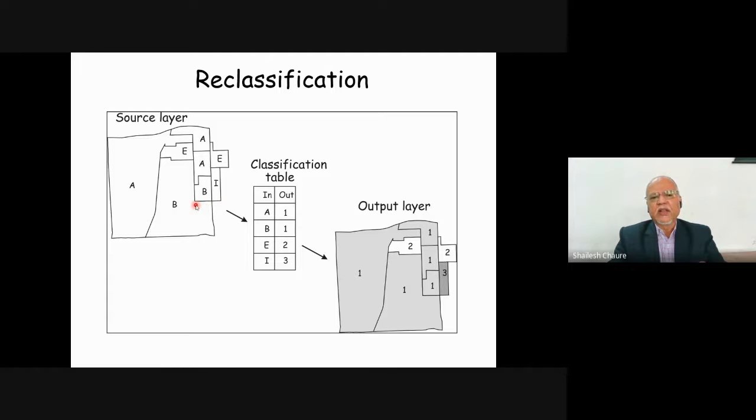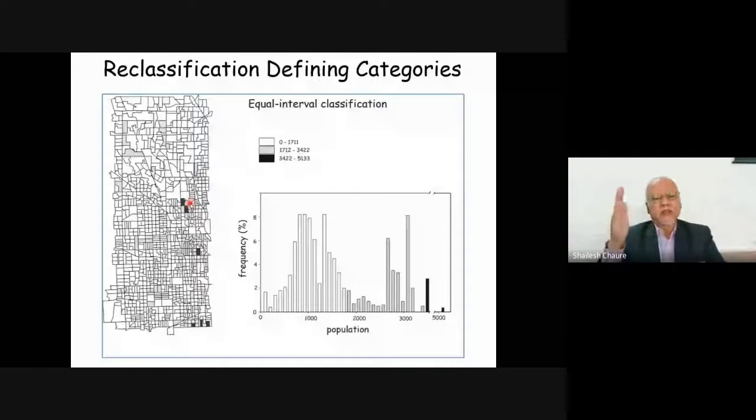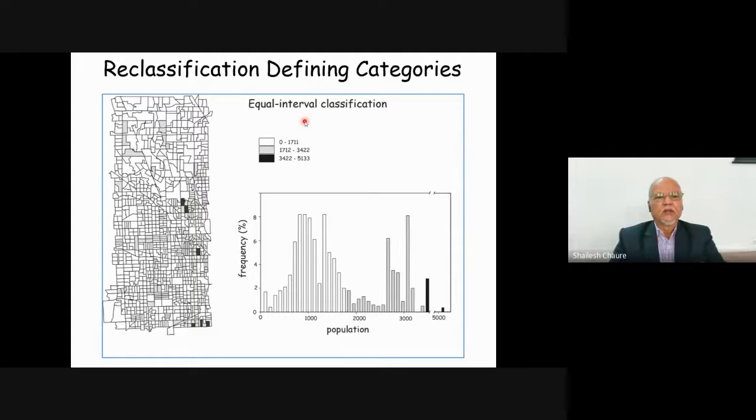So basically, in reclassification, we just group the things based on a certain attribute or property. Classification is done in various ways. The geographers are experts of this particular thing. So we can have an equal interval classification. Whatever the attribute or property on which you are trying to classify the data, you will find the minimum and maximum of that data.